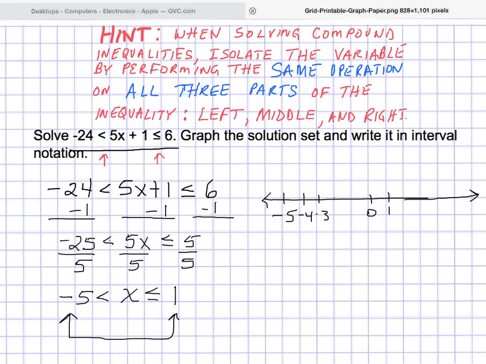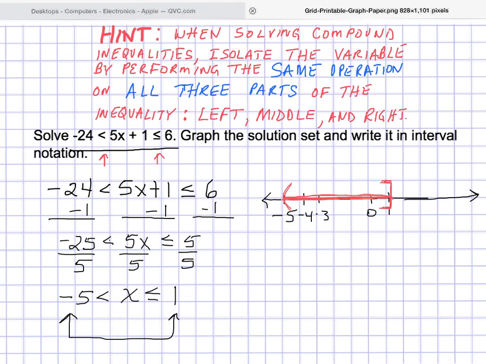So if the endpoints are 1 and negative 5, we have to figure out what symbol we put on the 1 and what symbol we put on the negative 5. Well, on negative 5 we put a parentheses. But on 1, we put a bracket because it has the equal sign on it. Okay? And our x's, all the solutions fall in between here. So every number between here is a solution to that.